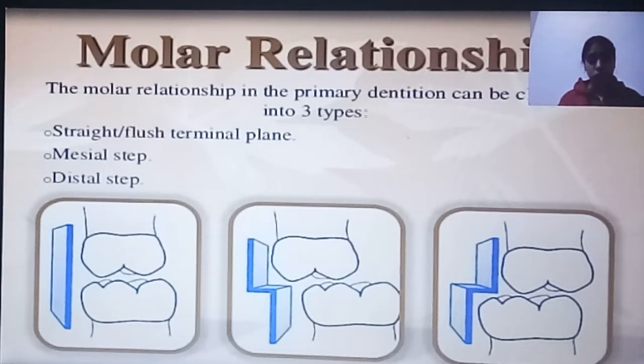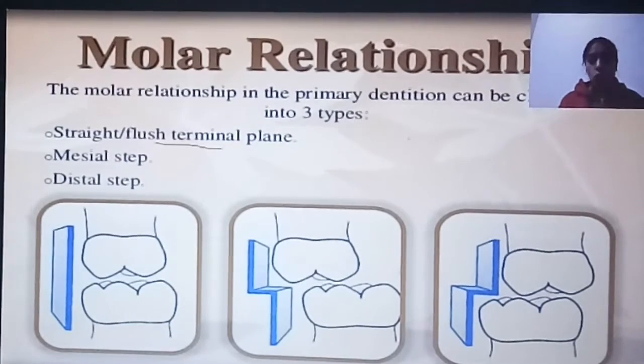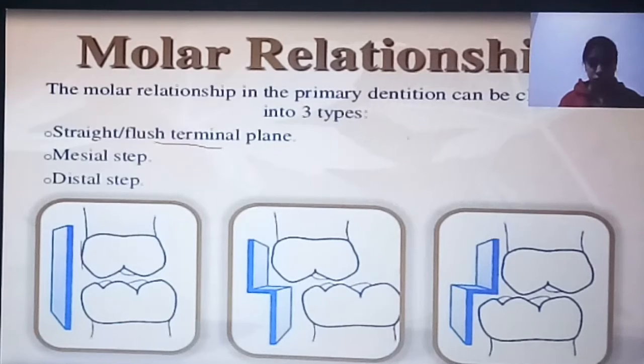Next is molar relationship. These three molar relationships are present in the deciduous dentition. First is the flush terminal plane. This is what we call end-on-end relation in the permanent dentition. It means that the distal slopes of the last molars in the deciduous dentition are at the same level. That is flush terminal plane.